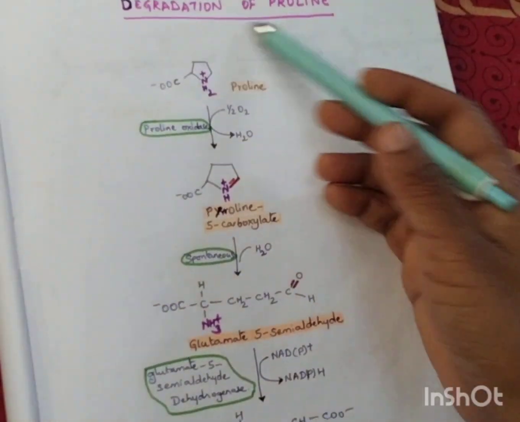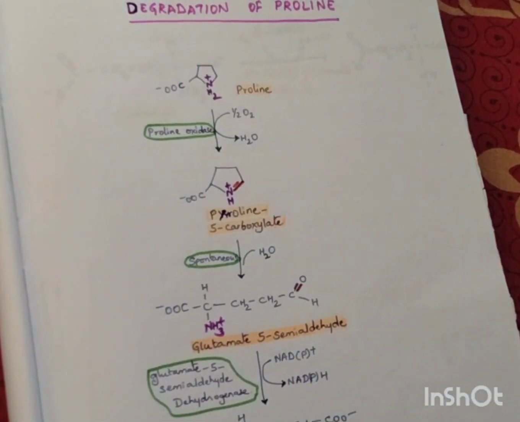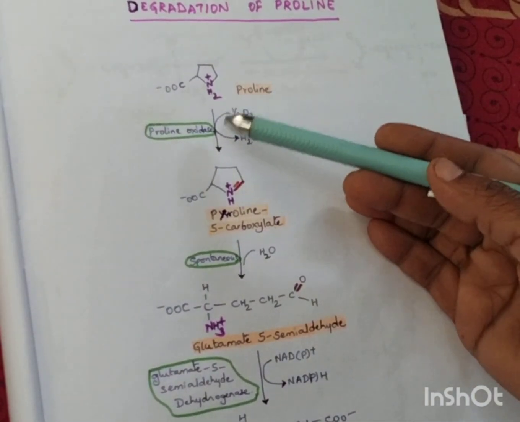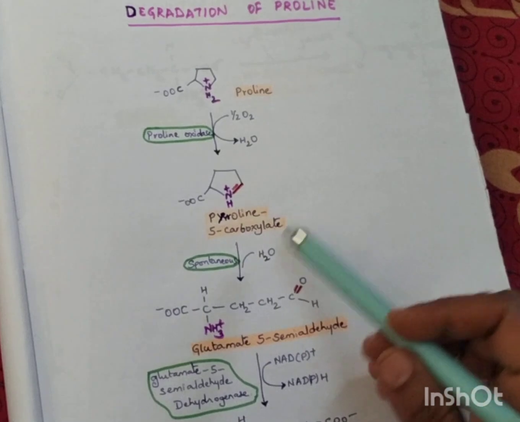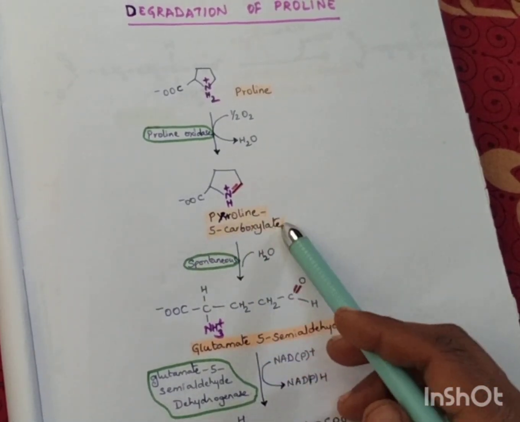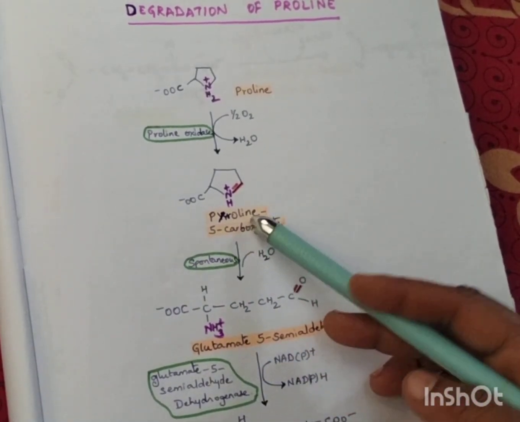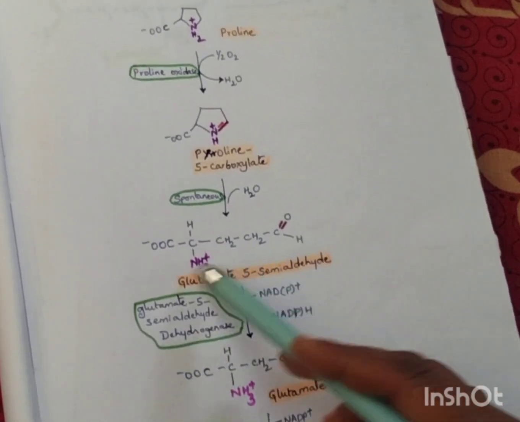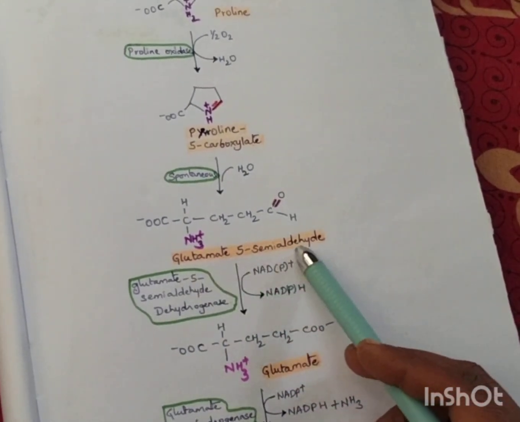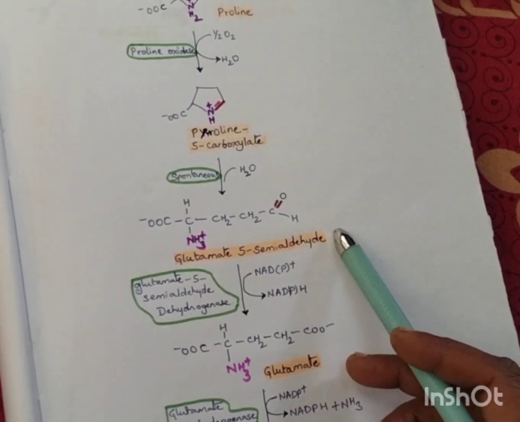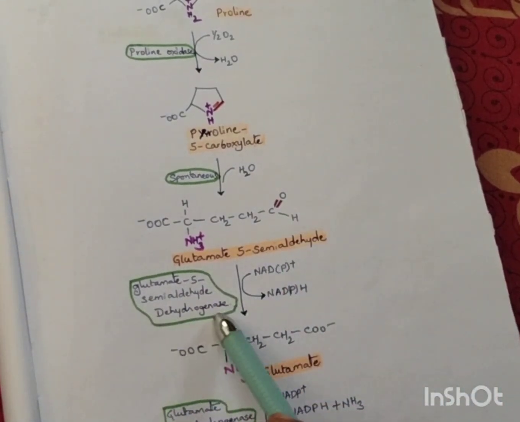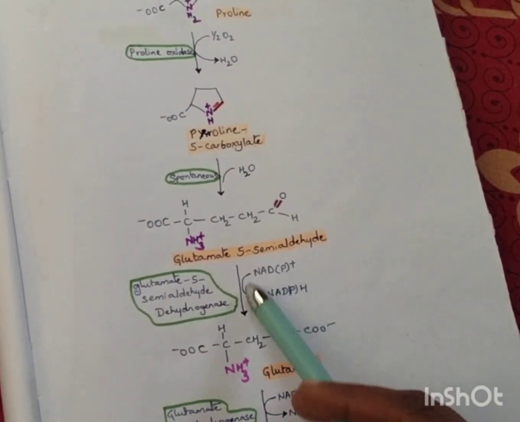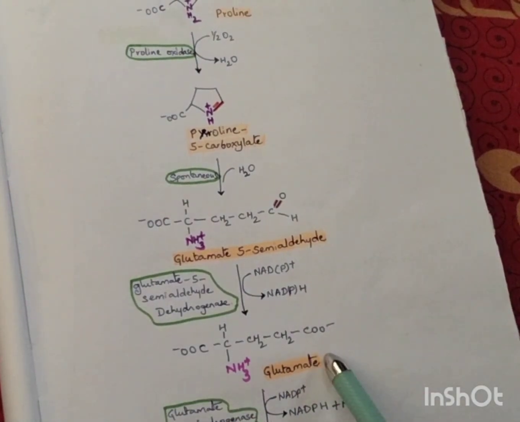Now we will discuss the degradation of proline. It is the exact opposite, reverse steps of the biosynthetic pathway. Proline, in the presence of proline oxidase, forms pyrroline 5-carboxylate. Pyrroline 5-carboxylate spontaneously gets linearized to glutamate 5-semialdehyde. Glutamate 5-semialdehyde, in the presence of glutamate 5-semialdehyde dehydrogenase, reduces NAD and forms glutamate.